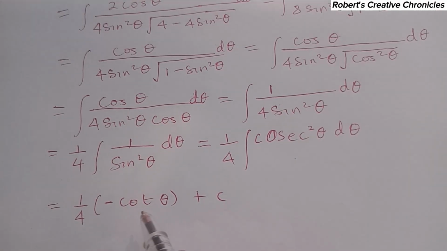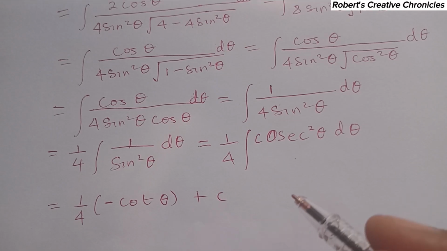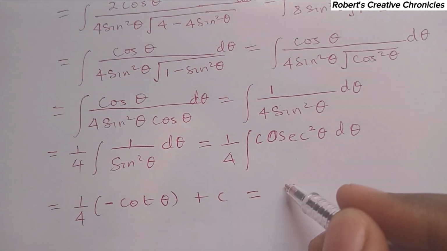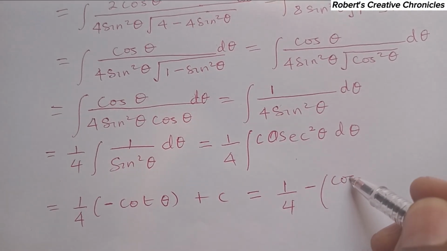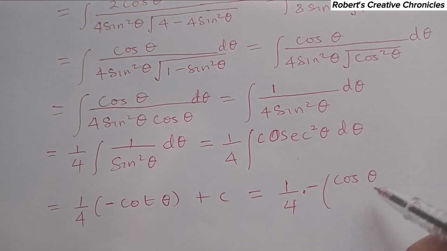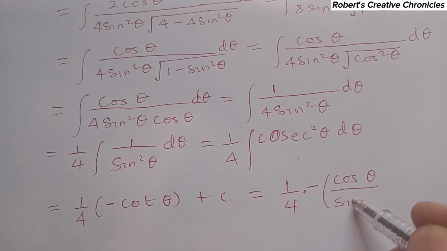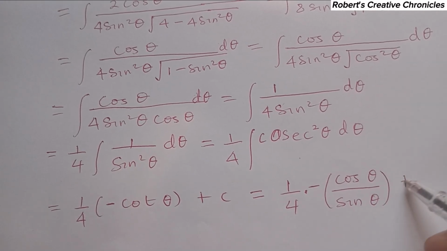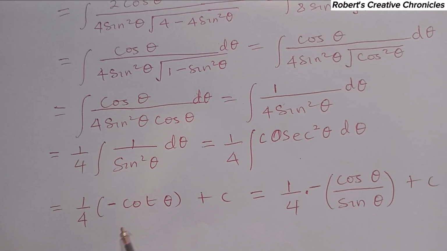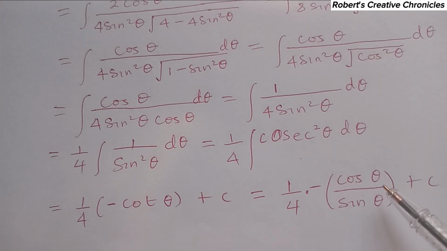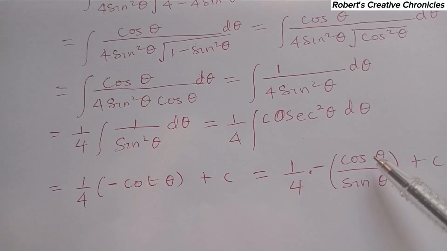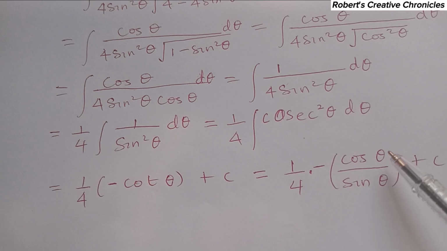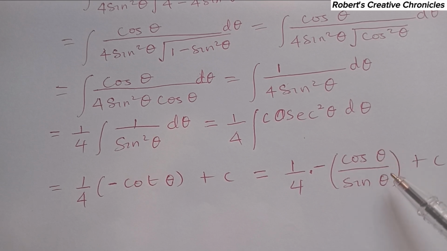Now this cot theta, we can write it in terms of cos theta and sine theta. So this will also be 1 over 4 times negative cos theta over sine theta plus c, since cot is the inverse of tan, which is sine over cos, so cot is cos over sine. So now this integral is in terms of theta. We have to change it from terms of theta to terms of x.